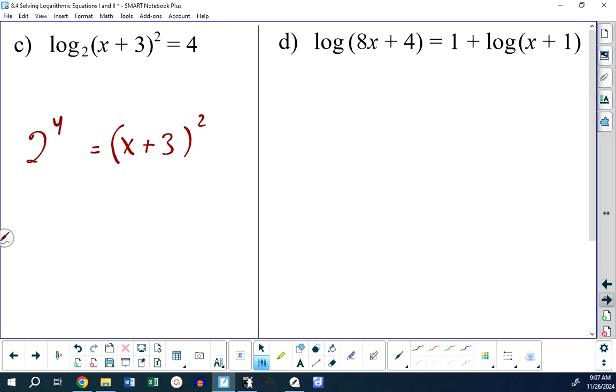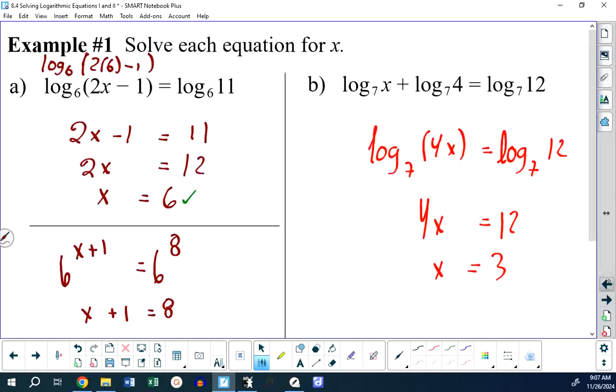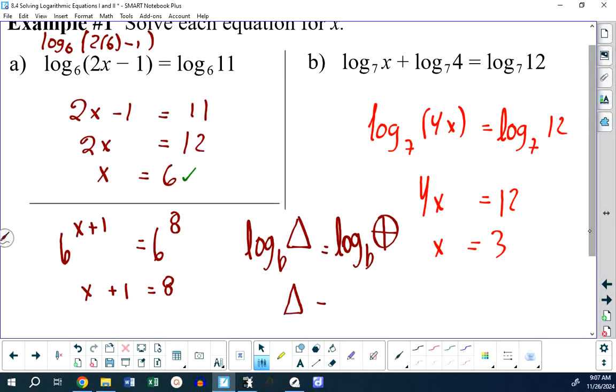So in A and B, what you are working towards is a base b logarithm of something equals a base b logarithm of an apparently different thing, so that you can set these two arguments equal to each other, because even though they may appear different, they must be the same.